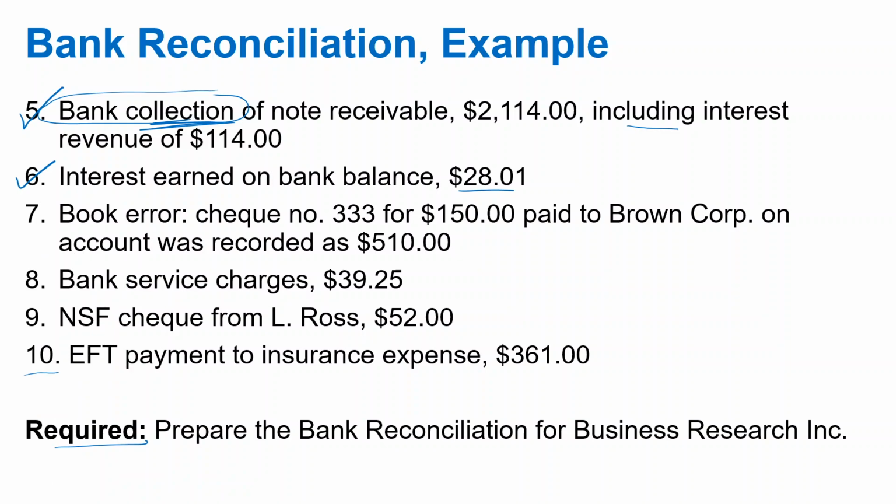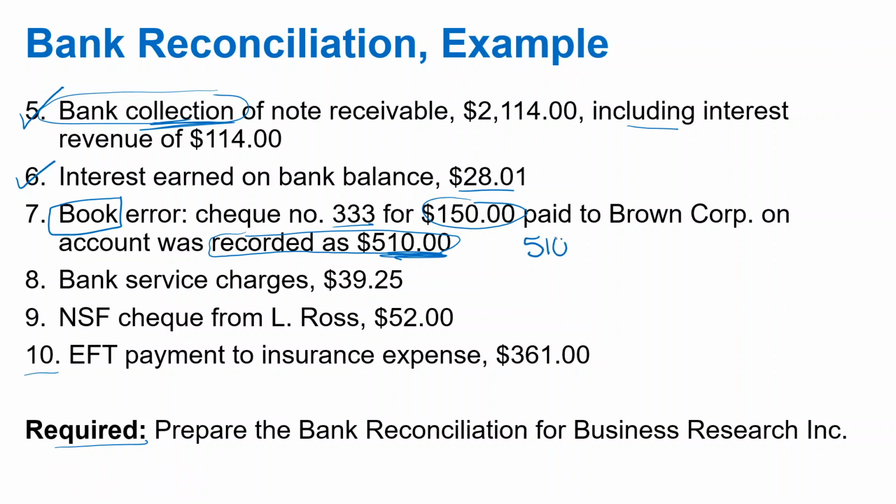Number 7 is now a book error. So wherever the error occurs, that's the part of the bank reconciliation where you'll record it. So a book error, and here check number 333 was for $150 paid to Brown Corporation. But we recorded this in the books as $510. So when we did the journal entry, we credited cash for $510 when it really only should have been $150. So we took too much out.